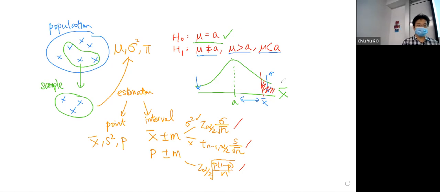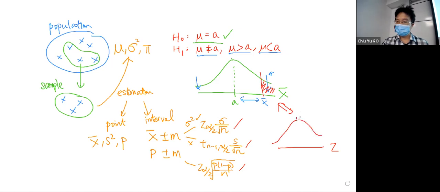How big or how small is this? Usually in this case, you don't really look at this. Instead, you transform it to the Z space. You look at your 0, and you look at your data, you transform it to the Z, which is X bar minus μ over sigma over root n. And you look at this particular area. This is called the p-value method.